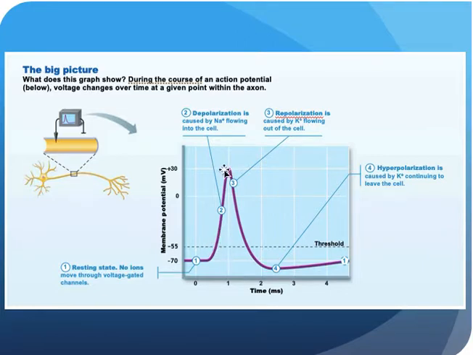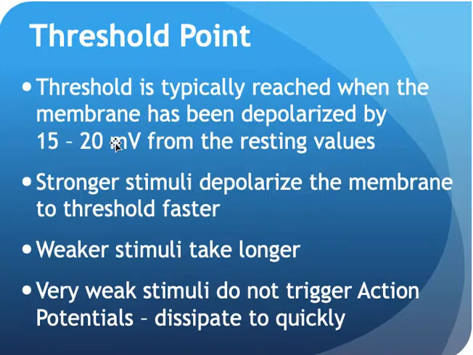And then I'm going to create this little action potential, and I'm going to be able to transmit this electrical signal. Okay, so threshold point is typically reached when the membrane has been depolarized, and again, that means it's becoming less negative, by 15 to 20 millivolts from the resting values. Okay, so a strong stimulus is going to depolarize things quicker. A weaker stimulus, it's going to take longer. And if it's too weak, it's going to dissipate too quickly, and my body's never going to get to that threshold point.